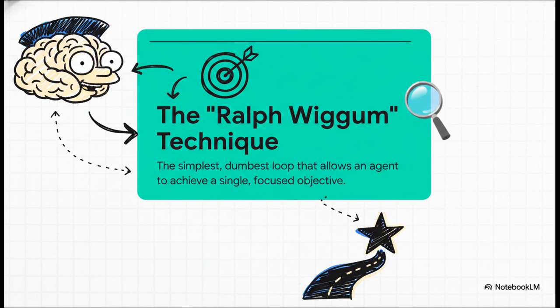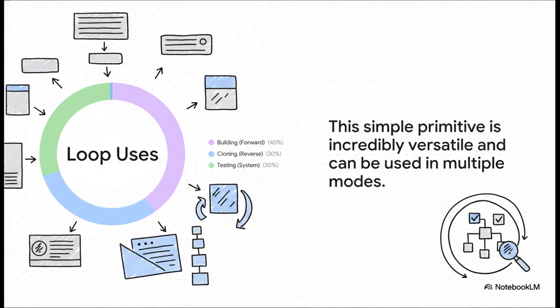The whole idea is to create the absolute simplest, most direct, you might even say dumbest loop possible to get an agent to do one single focused thing. No complex logic, just one task, one objective, one loop. That's it. And this one simple building block, it is unbelievably versatile.